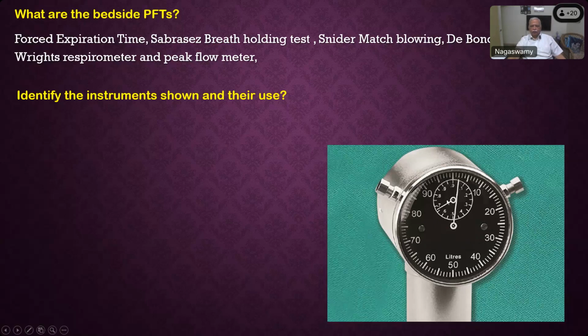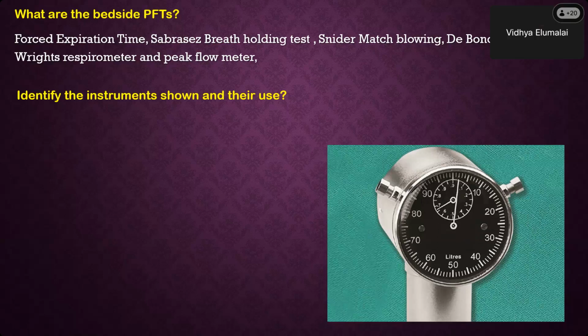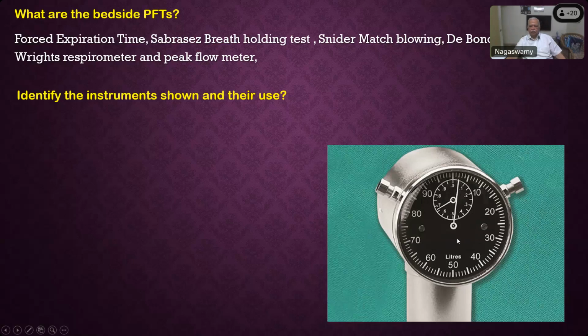Now you have two markings in this, two dials here. What is the inner one? What is the outer one? Outer is a peak expiratory flow. Cannot measure peak expiratory flow in this. The inner dial is for measuring the tidal volume, and the outer dial is for measuring the forced vital capacity. This is called the Wright respirometer.